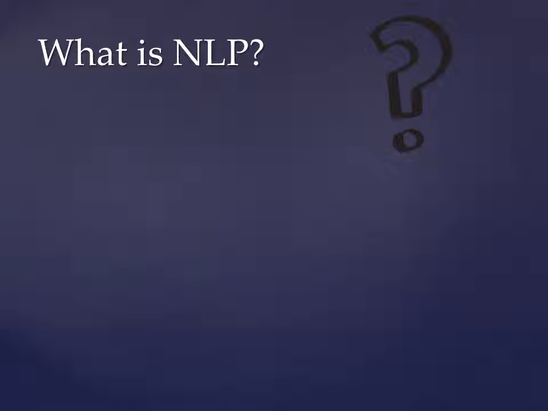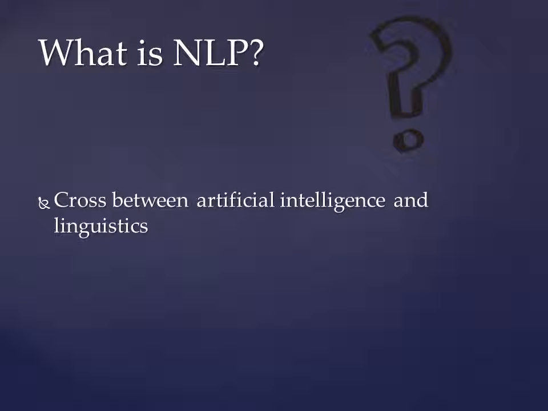So what exactly is natural language processing? In its most basic form, natural language processing is simply a cross between artificial intelligence and linguistics. Natural language processing gives a machine or a piece of software the ability to understand written or spoken language.